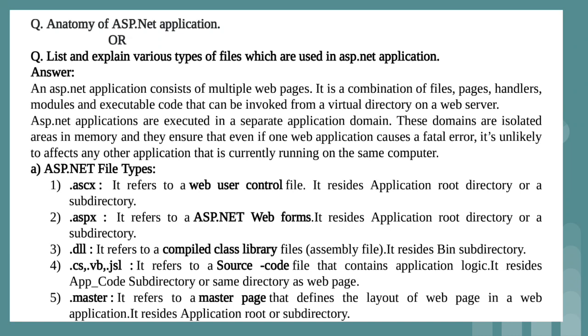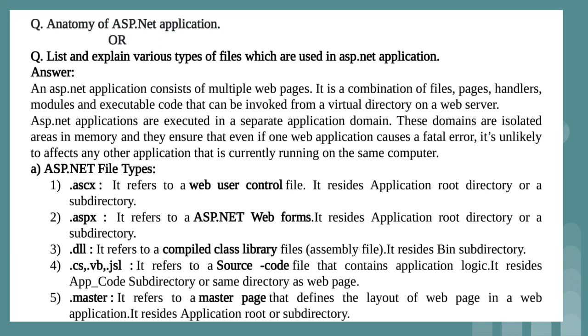Then we are having the .dll file. A DLL file is nothing but a compiled class library file which resides in the bin folder. You will get to see this file inside the bin folder. Then we are having the fourth type of file, that is .cs. As we are having ASP.NET using C#, we will be having .cs. Similarly, we can use ASP.NET with the help of VB also. Okay, so for that the extension is .vb. So we are having .cs, .vb, .jsl files.